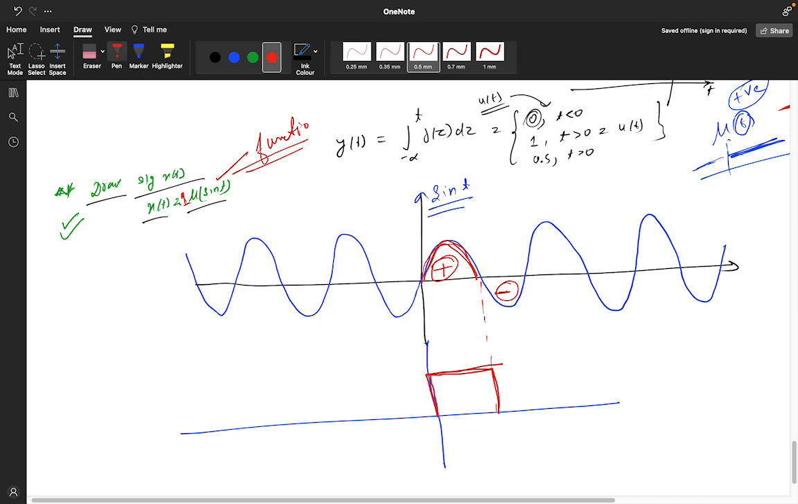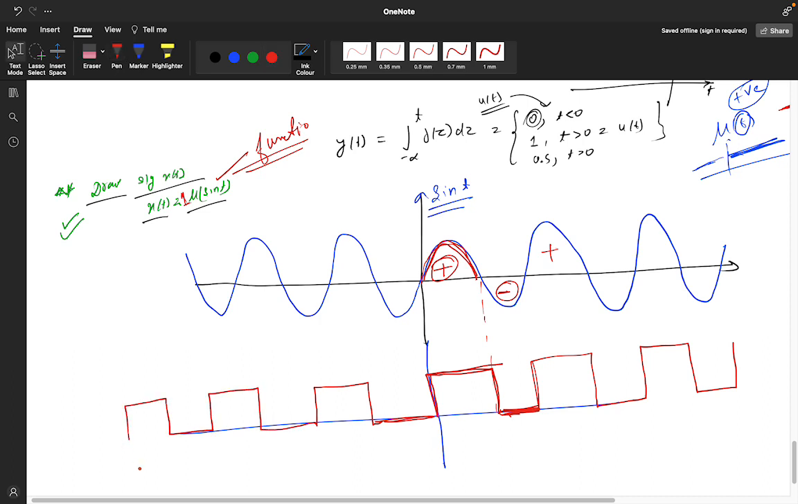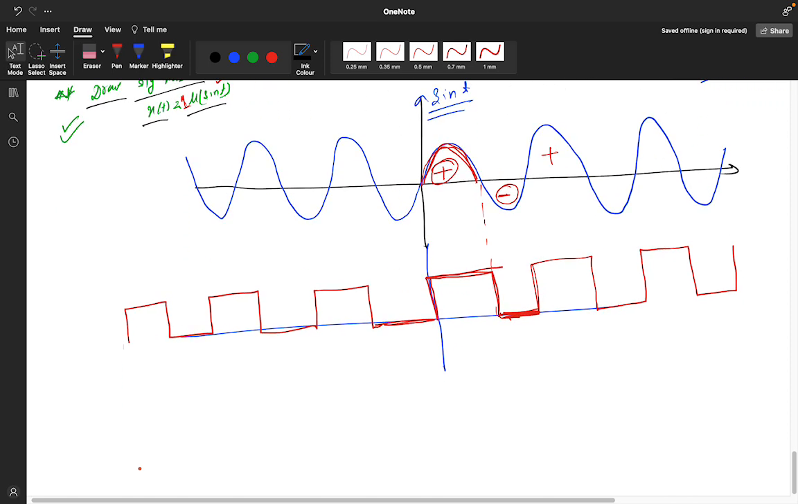Now this is a negative value. When I substitute a negative value, means when sin t is negative, it will be 0. Then it's positive again, again negative, 0, again positive, again negative. In the same way in this case also, 0, positive, 0, positive, 0, positive. So I hope you understood how I made this curve. So this is the representation of u of sin t.